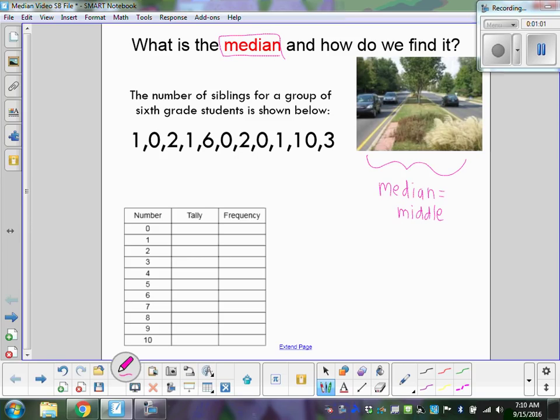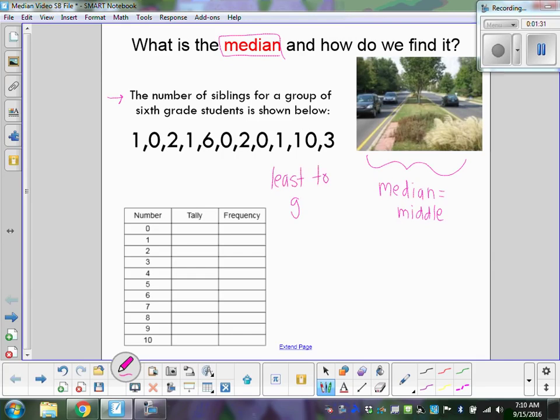So let's start by looking at this situation that we have here. The number of siblings for a group of 6th grade students is shown below. This is a statistical question because it was asked of multiple people, and we have variability, or lots of different answers here. So in order to find the median, the first thing we want to do is to put this data in order from least to greatest.